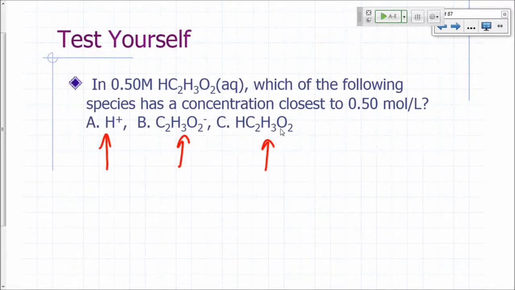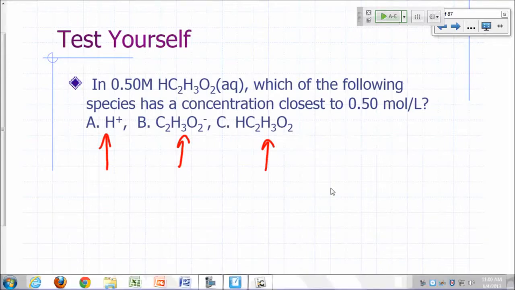So the thing you have to think about is, is acetic acid a strong acid or a weak acid? Is it strong or weak? Weak. How do you know it's weak? It's not one of the six. Okay, so if it's a weak acid, which of these will have a concentration closest to 0.5 moles per liter?